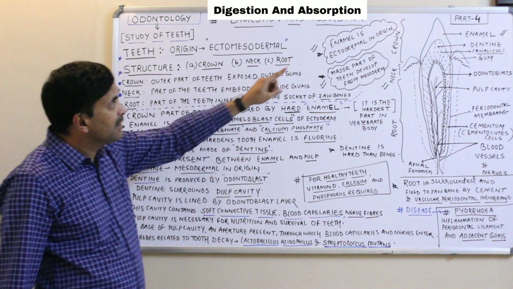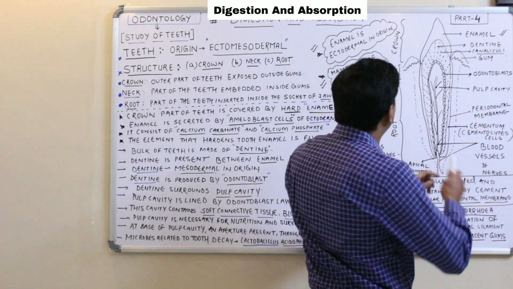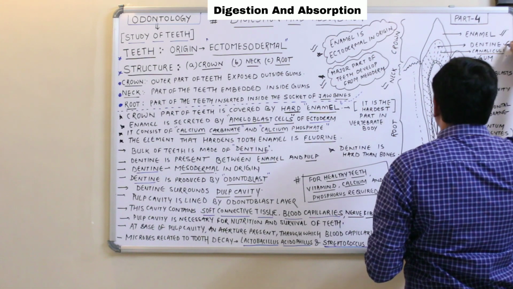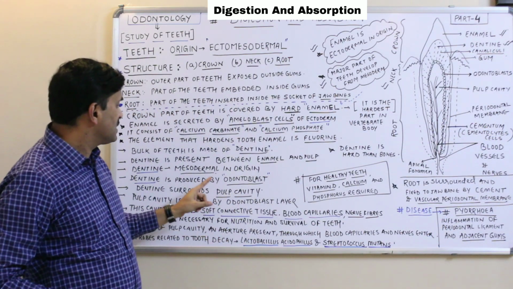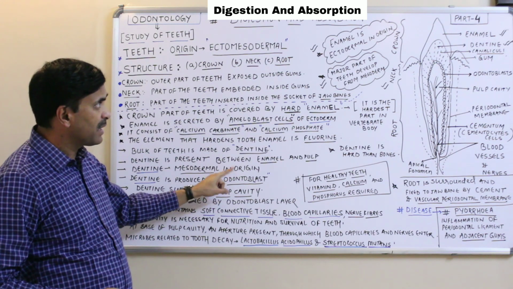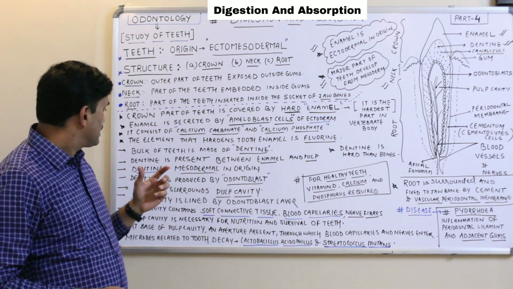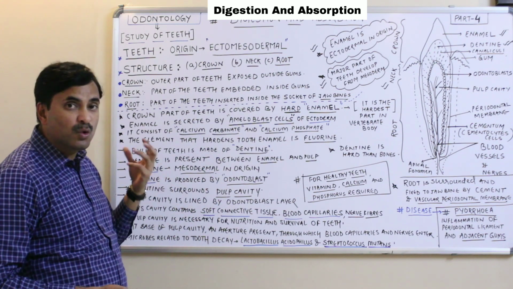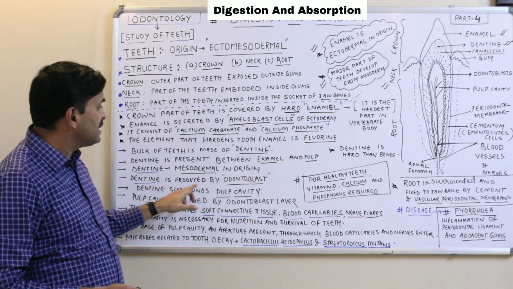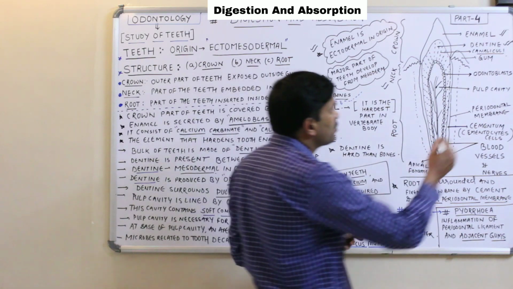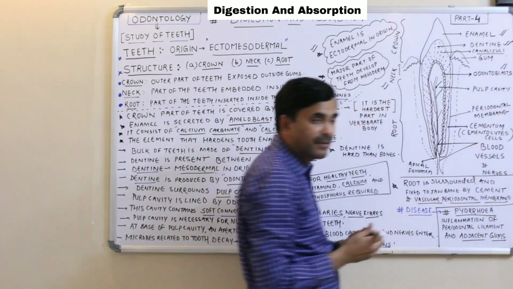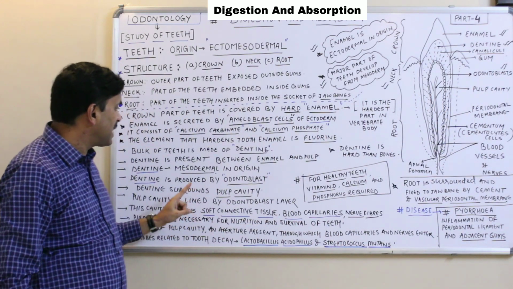You have seen that the enamel was ectodermal in origin, but the dentine, and not only the dentine, the major part of the teeth is mesodermal in origin. And now the question arises: who secretes or produces dentine? Dentine is produced by odontoblast cells.